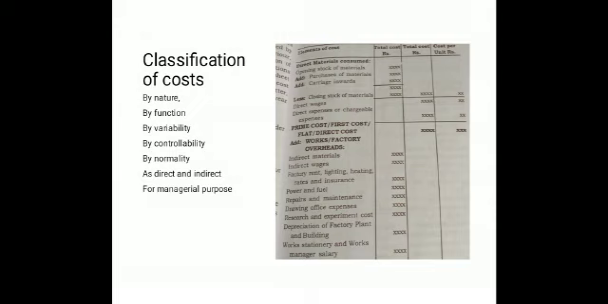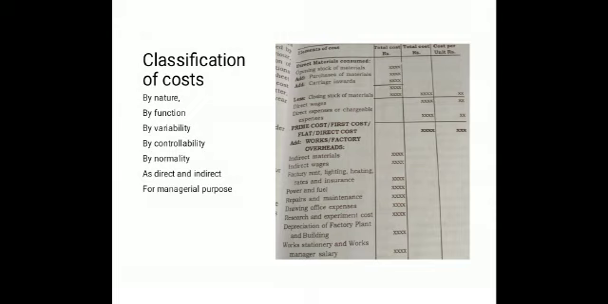Variable cost varies in total in direct proportion to the volume of output. Variable costs fluctuate in total amount but tend to remain constant per unit as production activity changes. Example: direct materials, direct labor and direct expenses.